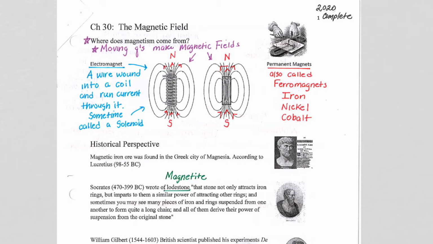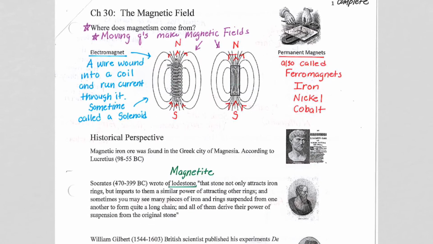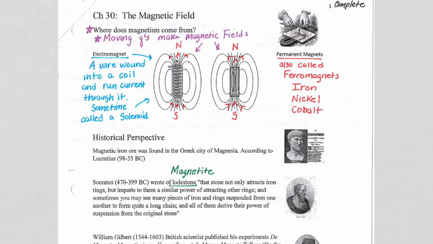Okay, Chapter 30, the magnetic field. So we are up to magnetism. We're going to set aside our discussion of the electric field for a moment, and we're now going to talk about magnetic fields, and we are going to start with maybe the most important concept, and I think kind of the fundamental question is, where does magnetism come from?